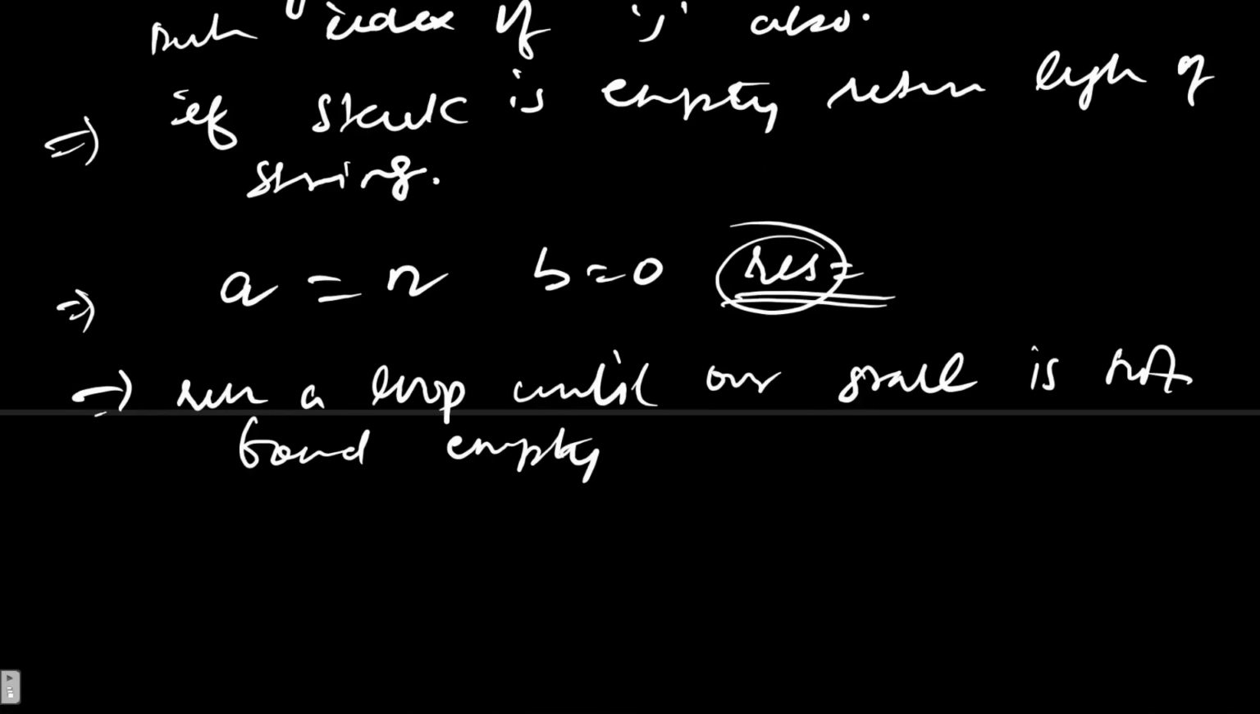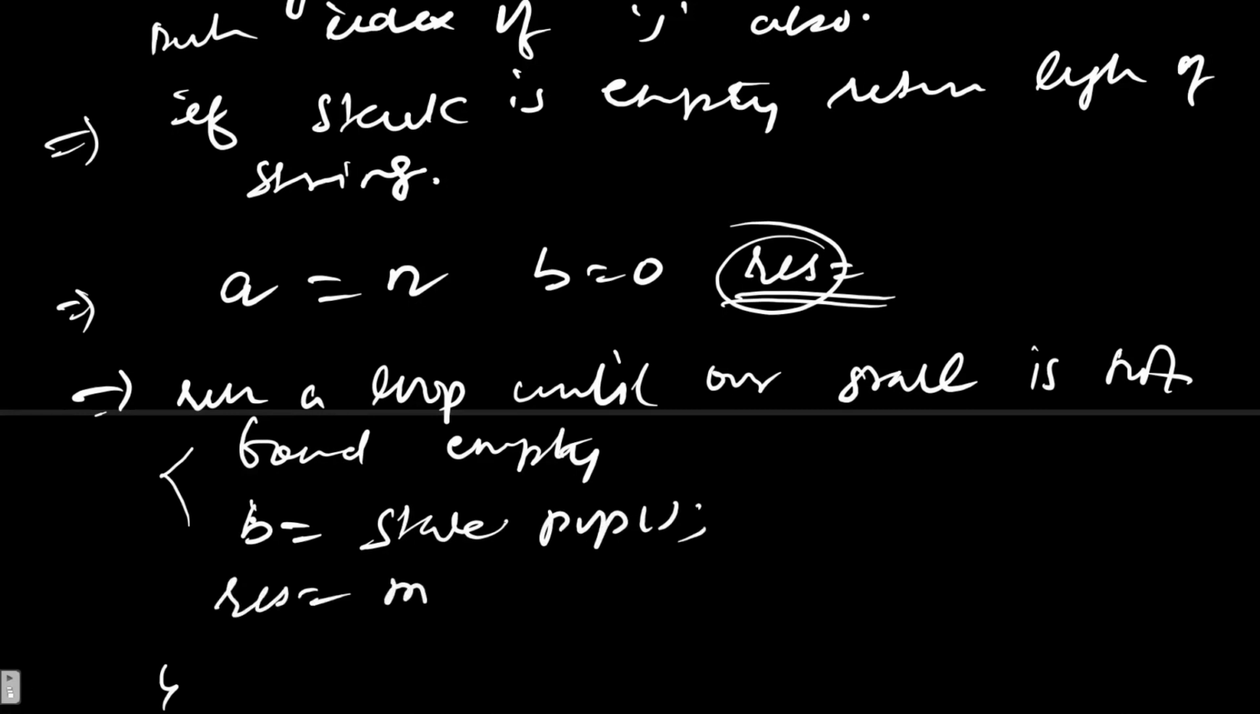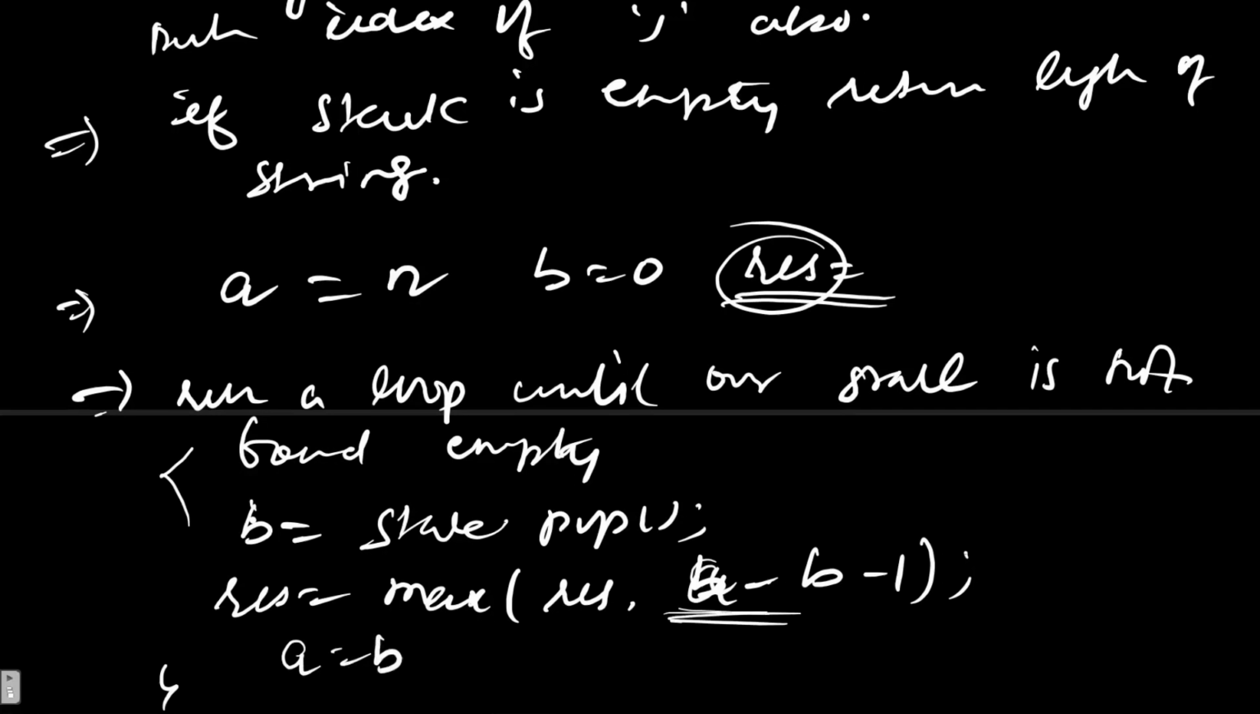And then after that we'll be updating our values. So b is going to be inside this for loop. b is going to be the stack's top element, that is, stack dot pop, and we will be updating our result, which is going to be max of result and a minus b minus 1. Okay, and in every iteration we have to update our a using b. So for the next iteration our a is going to be b. Okay, and then at last return result.